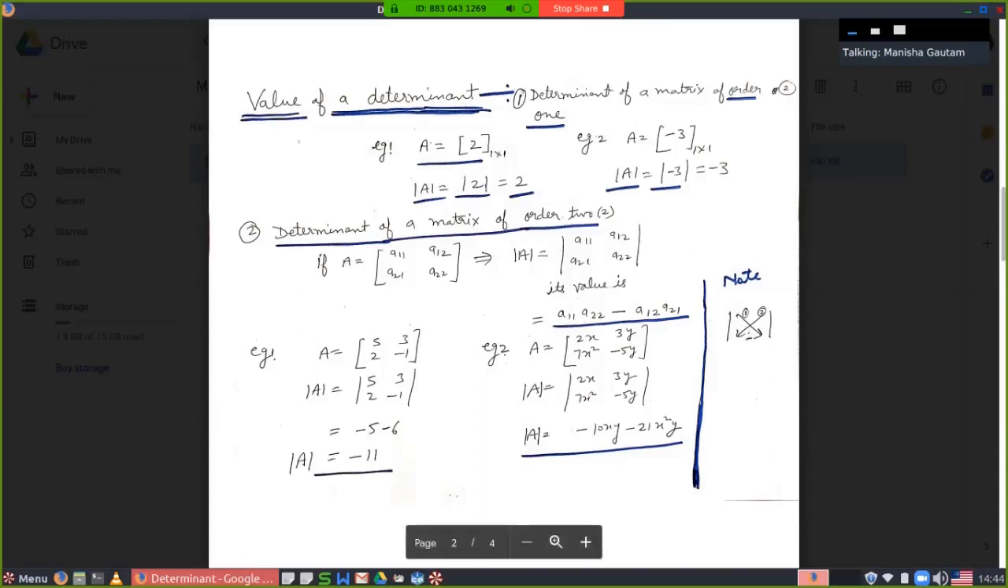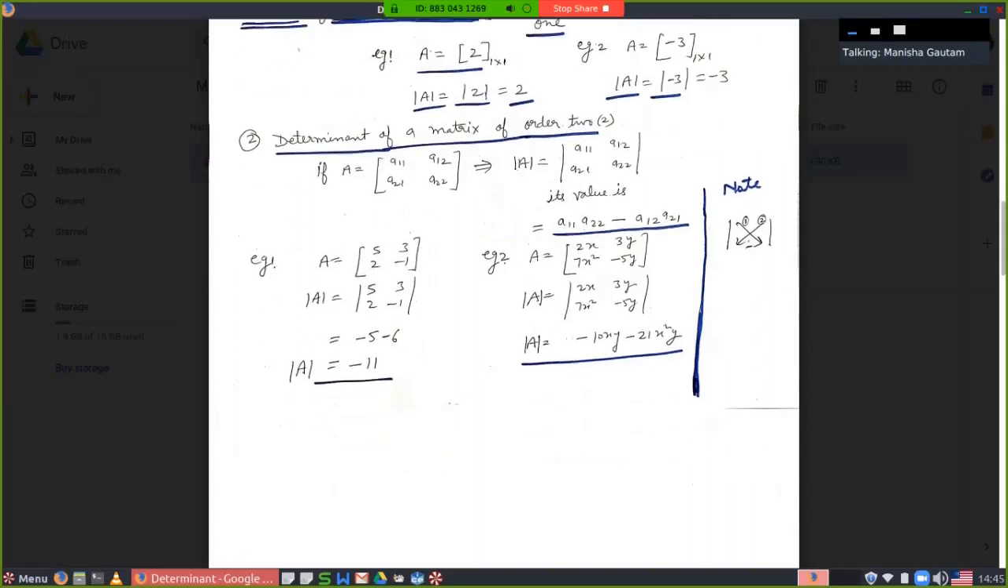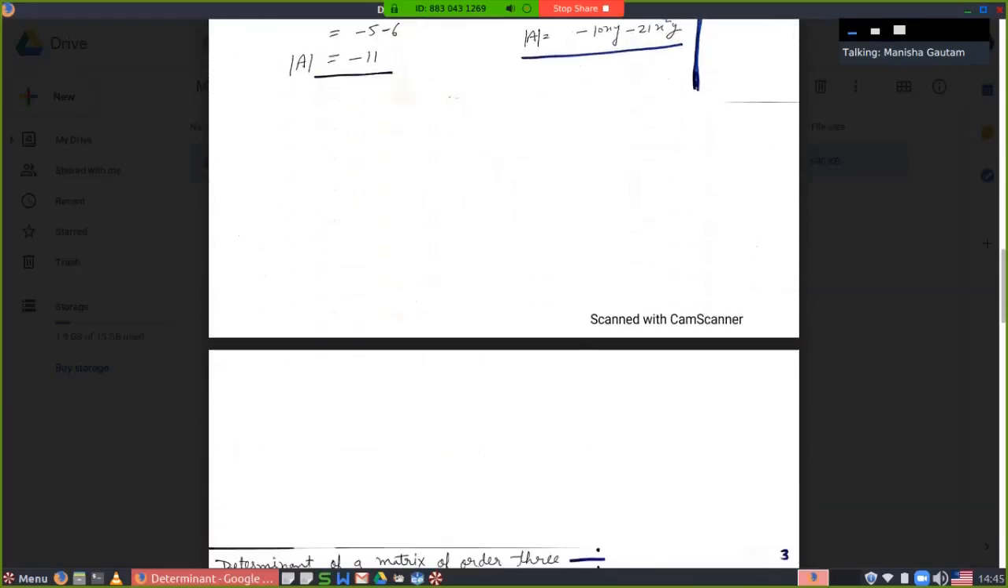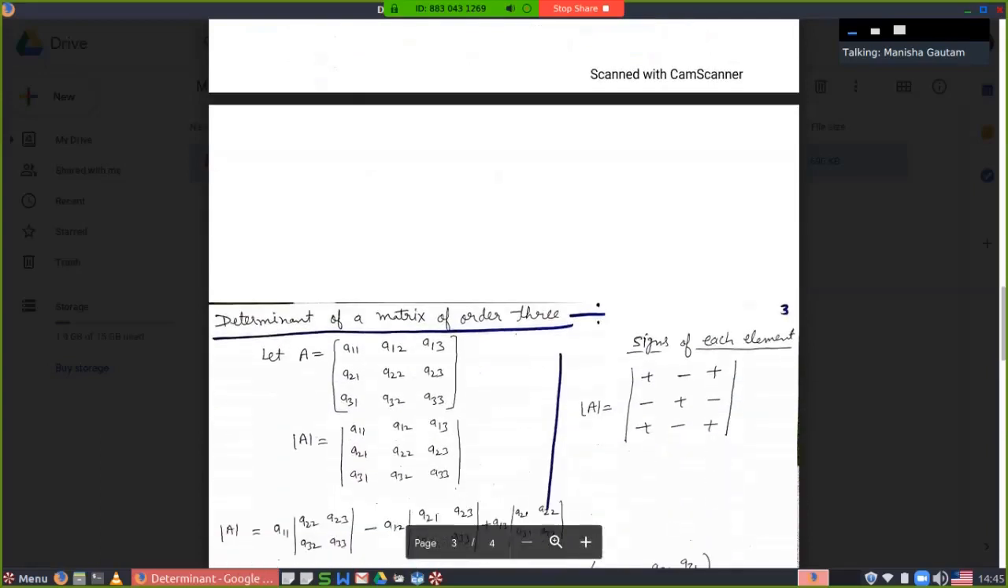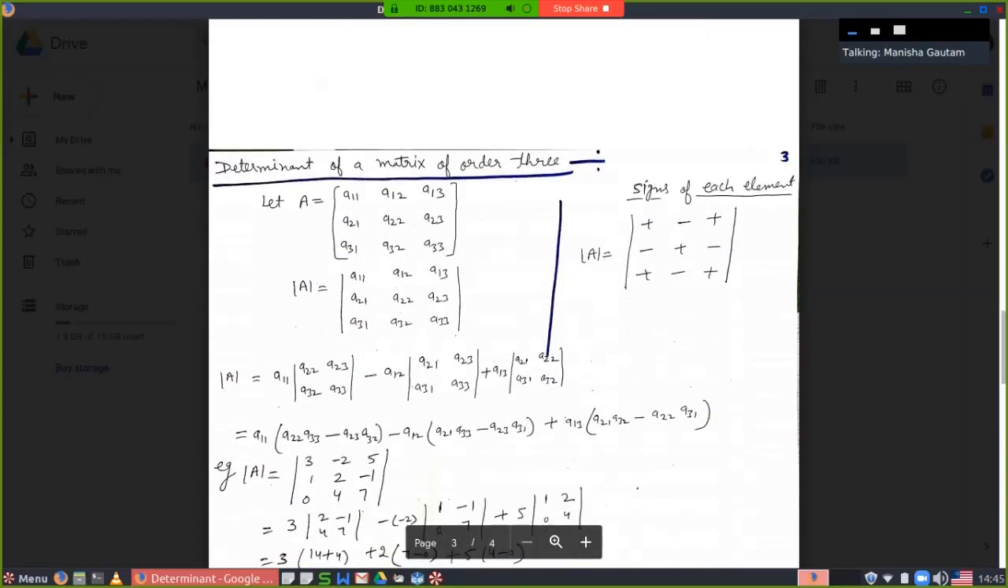This is a way to calculate a 2 by 2 matrix as a determinant. What is the determinant value? You can calculate it by this method. Now for the 3 by 3 order matrix, you have to go for the determinant of a matrix of order 3.